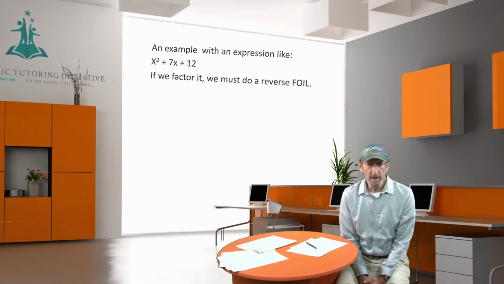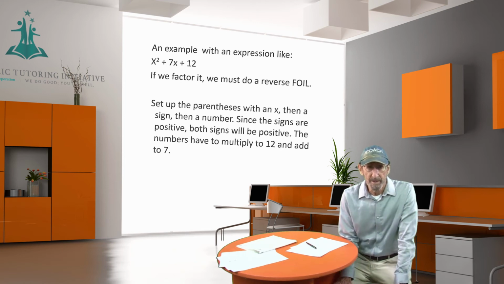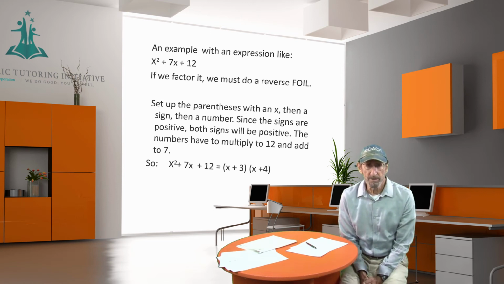All right, now let's look at what happens if we have an expression like x squared plus 7x plus 12, and we need to factor it, which means reverse the FOIL. Set up the parentheses with an x, then we need a sign, then we need a number. Since the signs here are positive, both of the signs will be positive. The numbers have to multiply to 12 and add to 7. A little trial and error will show that the numbers are 4 and 3. So x squared plus 7x plus 12 factors to x plus 3 times x plus 4.